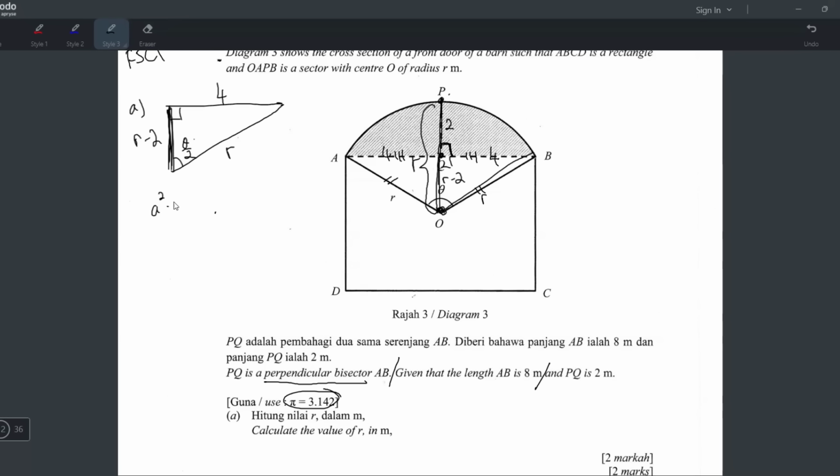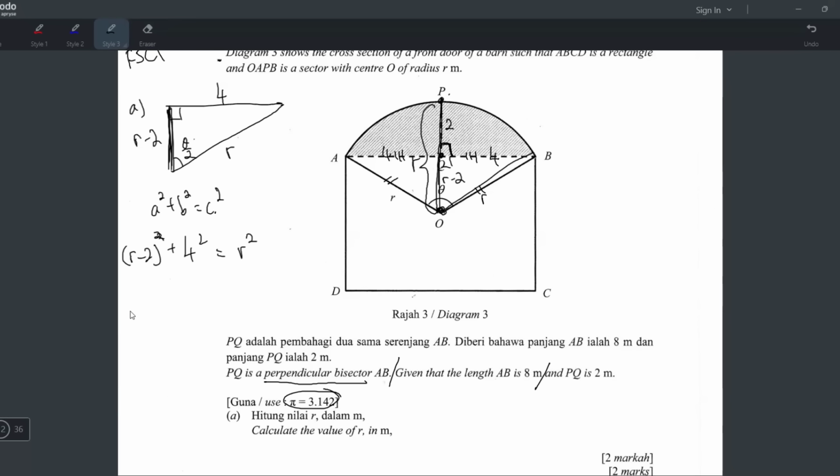Yeah, so the formula is a square plus b square equals c square. That's the Pythagoras theorem. But you have to make sure c is the longer side, which is the hypotenuse. So the c must be the r square. And then the a and b will be these other two. So it will be (r minus 2) square plus 4 square. Yeah, so now I can solve for r.